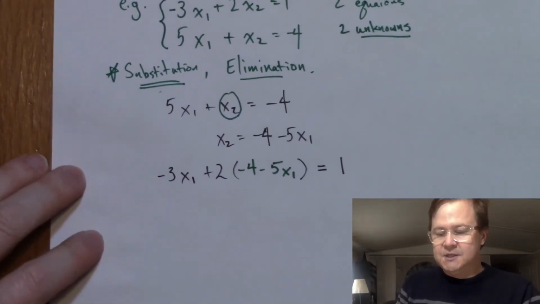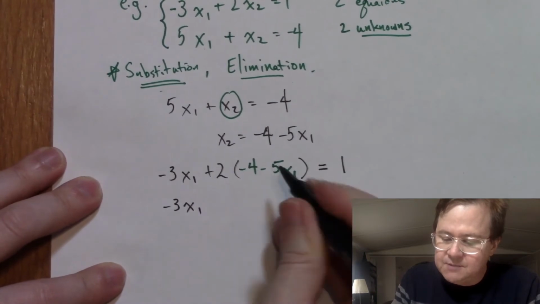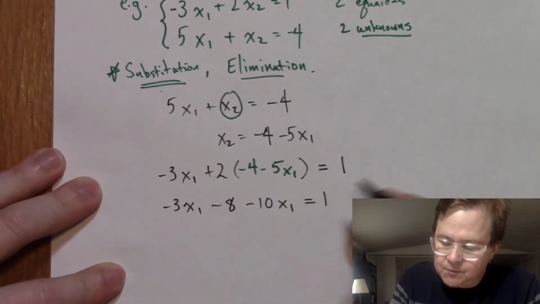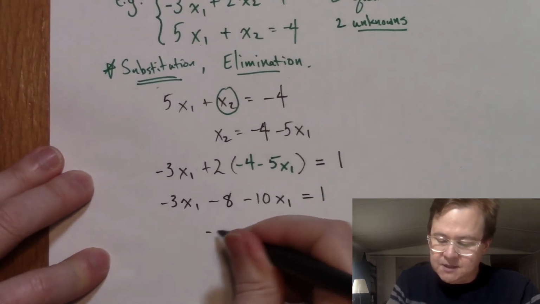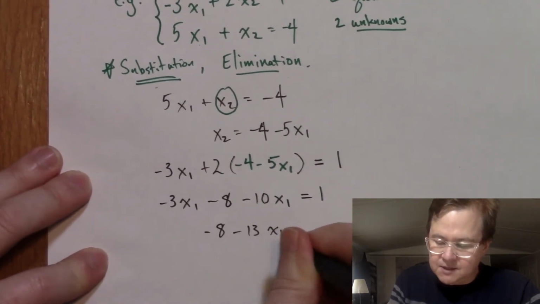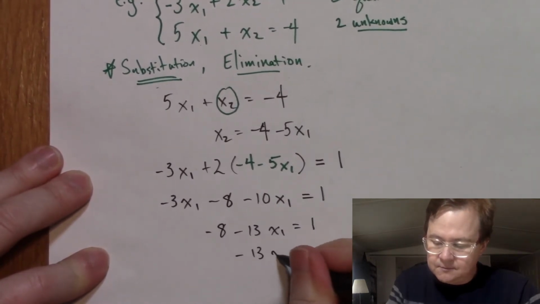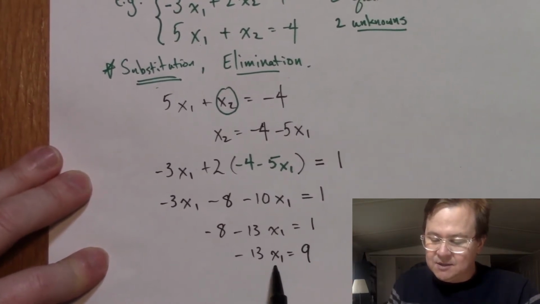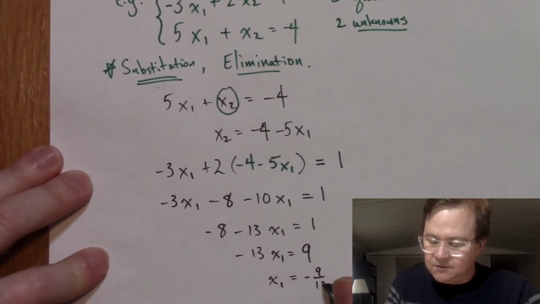So from this, you can see that by distributing, 2 times negative 4 is negative 8, 2 times negative 5x1 is negative 10x1, and since we have two like terms, I can safely say that negative 8 minus 13x1 equals 1, and if I add 8 to both sides, 1 plus 8 is 9, and this is going to come out to be a fraction, it looks like, because if I divide both sides by negative 13, I get negative 9 over 13.